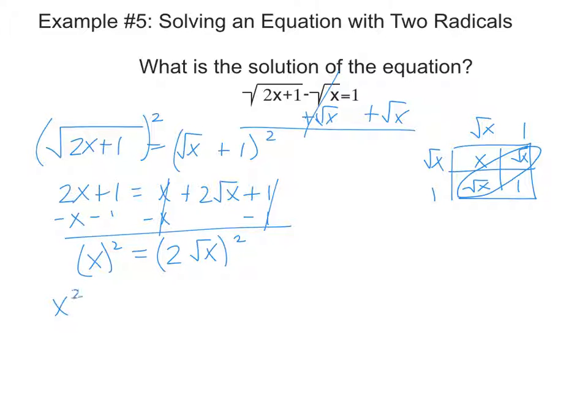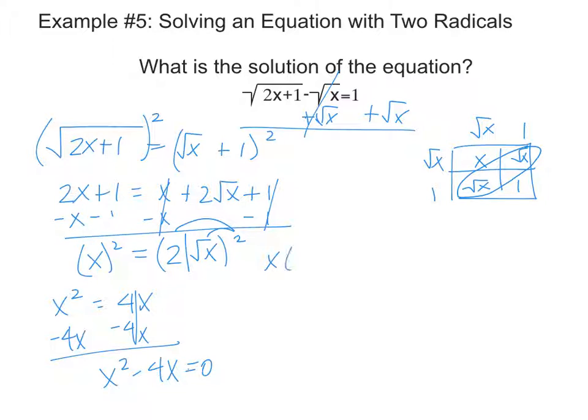So I'll be left with x squared equal to, now this I would split and distribute the power. So 2 squared is 4. Square root of x squared is x. Finally, I need to move everything to one side, so I'm going to subtract 4x on both sides. And you'll be left with x squared minus 4x equal to 0. Now, the greatest common factor here is going to be x. So if I take x out, I'm left with x minus 4. So then x will equal 0 or 4.